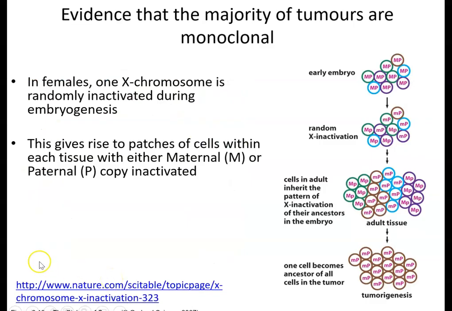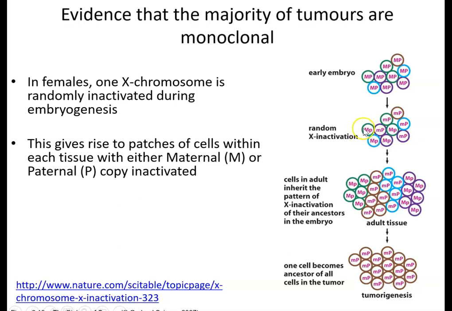Okay, so there's some very good evidence to prove beyond doubt that tumours are monoclonal in origin, and this evidence comes from the genetic phenomenon of X inactivation. If you were to hypothesize that cancers were polyclonal in origin, you can use cancers in females to test this hypothesis. In females, you should all know that one X chromosome is randomly inactivated during embryogenesis, so that in adult tissues each individual region of tissue has either the maternal or the paternal X chromosome inactivated. So this is random X inactivation.